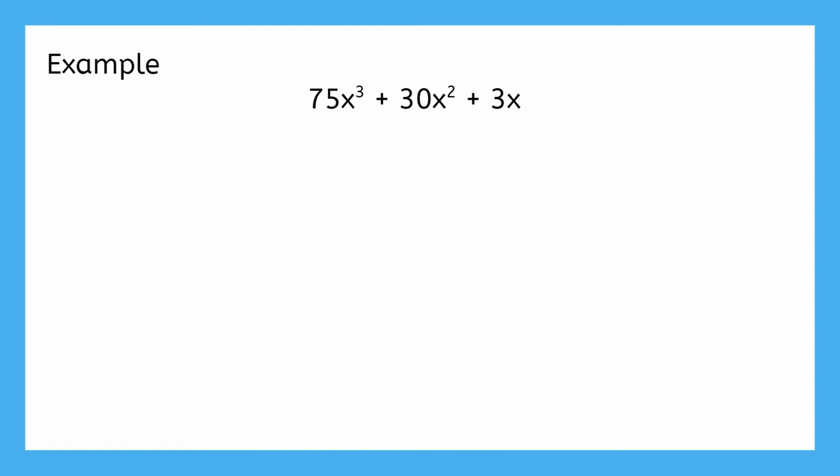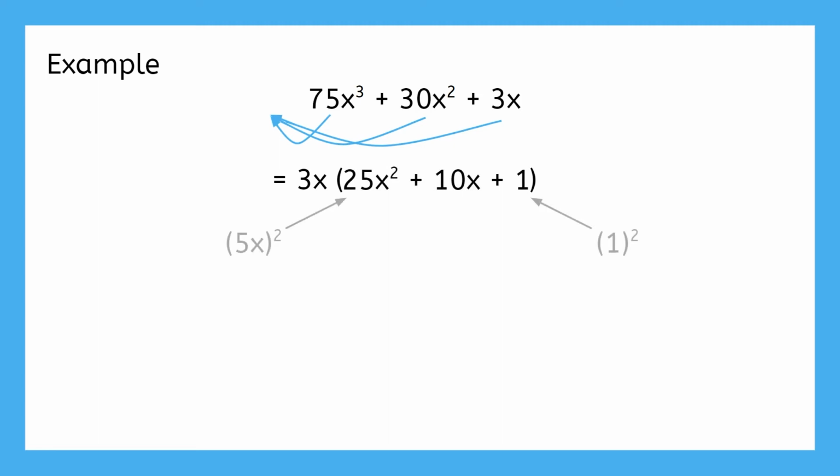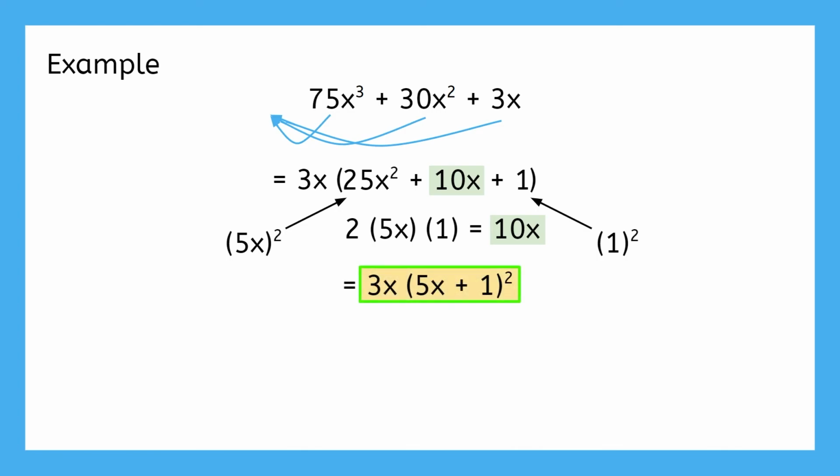This doesn't seem like a perfect square trinomial because neither 75x cubed nor 3x are perfect squares. But every term in this trinomial is divisible by 3 and has an x. So we could pull out a GCF of 3x. This leaves us with a perfect square trinomial that factors into the terms 5x and 1, and a middle term that is 2 times 5x times 1, making the final factored form 3x times 5x plus 1 squared.